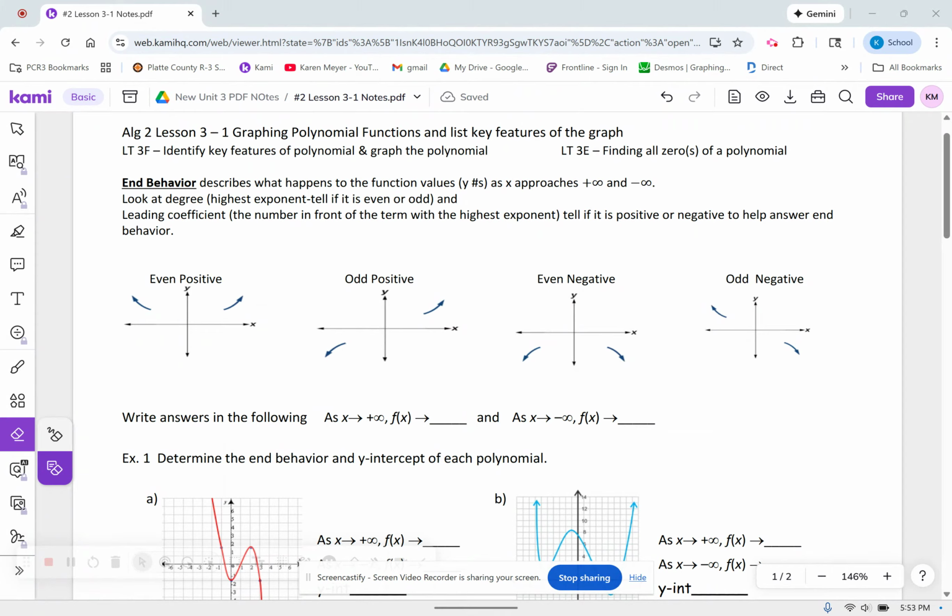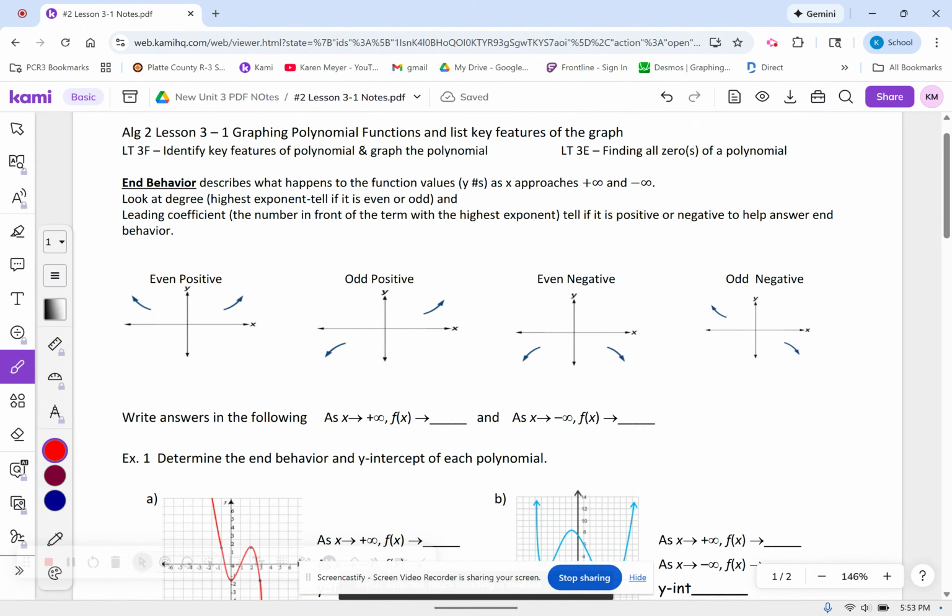If you say the y numbers are going up forever and ever, then you would say that they are approaching positive infinity. If you are saying the y numbers are going down forever and ever, then you're going to say they are approaching negative infinity. So you only have two answer choices for end behavior, and that is to either write a positive infinity or a negative infinity.